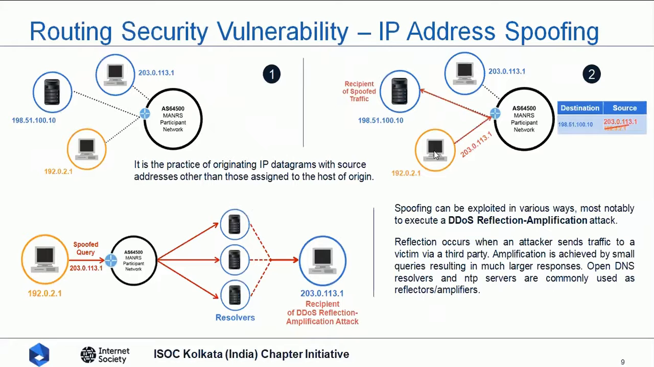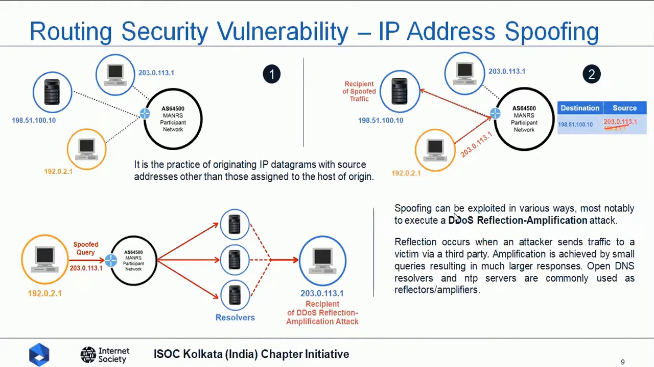If you go to the next one, which is called IP address spoofing, what is this? It is the practice of originating IP datagrams with source addresses other than those assigned to the host of origin. Okay, so this is the one where it is showing 203.0.113.1, but it is actually coming from 192.0.2.1.